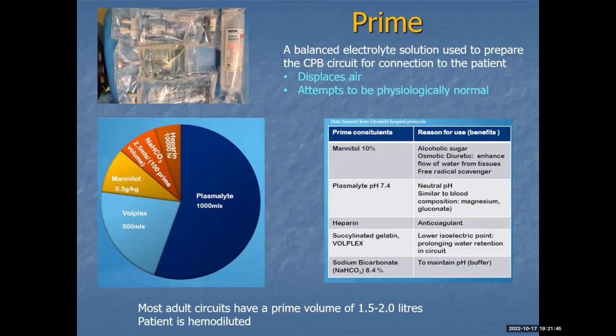So I've mentioned prime. When I talk about prime, we need to put some fluid into the circuit. The reason we have to put fluid into that circuit is because we're going to connect the heart-lung machine to an artery and to a vein. Now, if it's not primed, we will basically pump the patient full of air. And obviously there's no point in continuing with the surgery because we're essentially killing them. So we use a range of fluids to displace that air.